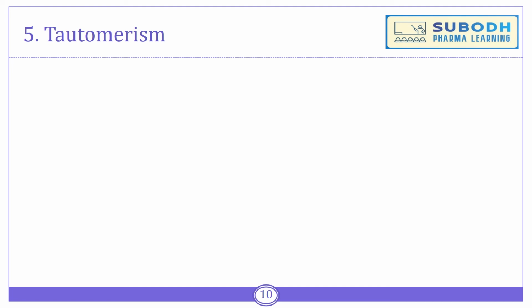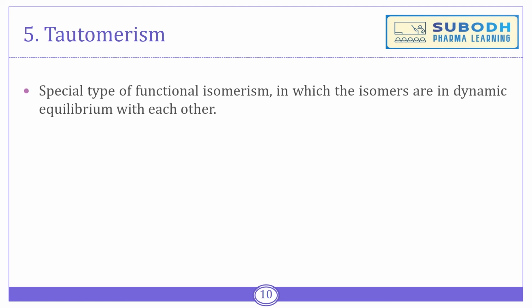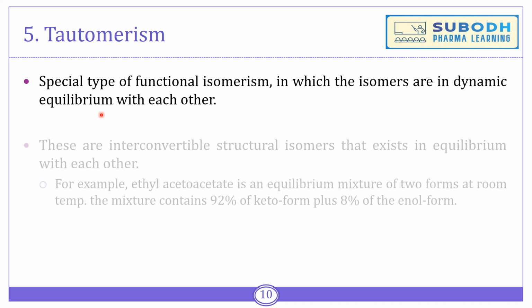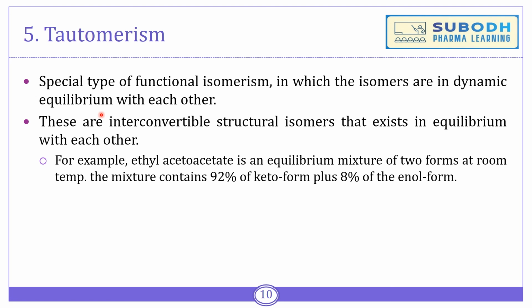The fifth type of structural isomerism is tautomerism. It is a special type of functional isomerism in which the isomers are in dynamic equilibrium with each other. The structural isomers are interconvertible structures that exist in equilibrium with each other.